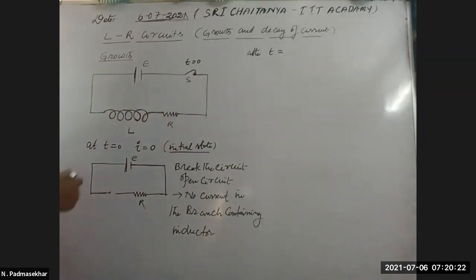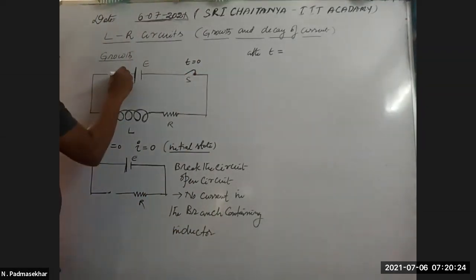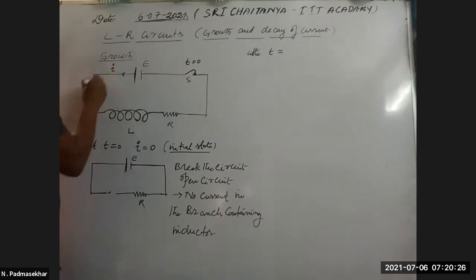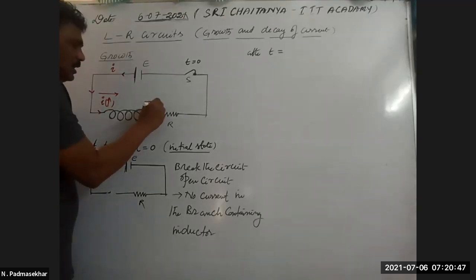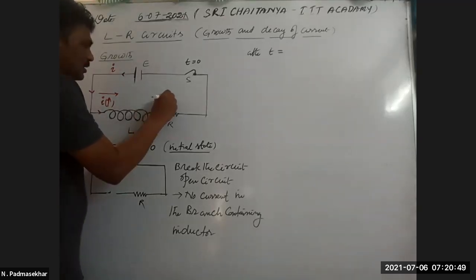After the switch is closed, the current starts. So current starts, this is the primary. This is the current, the current starts like this. Now in this direction, the current starts and the current increases. The current increases, and this is the direction of the current in the inductor. This is the direction of the current in the resistor.